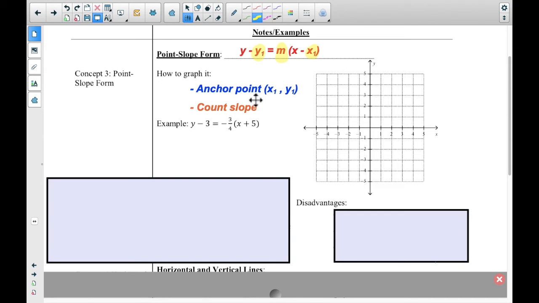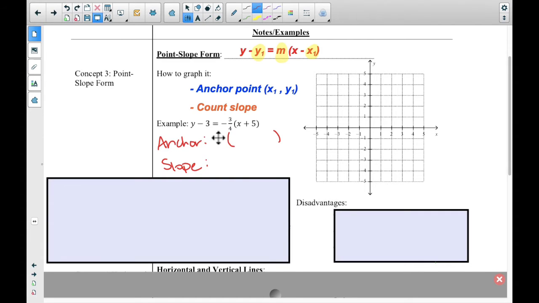This is actually my favorite form of an equation. And you might think I'm crazy because you don't like this equation at all, but I'm going to show you why I like it so much. All right, so let's look at this. Our anchor point, the thing that people get tripped up on is the minus signs.